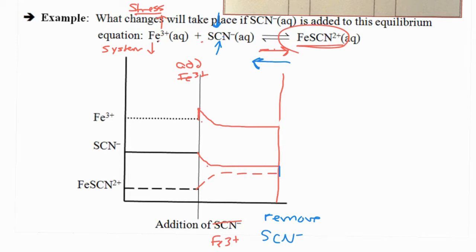So the amount of thiocyanate complex is going to go down and then reach equilibrium. Our thiocyanate ion is going to go up and then reach equilibrium. And our iron 3+ ion is going to increase as well because it's on the same side as the thiocyanate ion. So whenever we're talking about changing concentration, we want to identify the stress. We want to identify how the system will counteract that stress and which way the equilibrium will shift as a result.